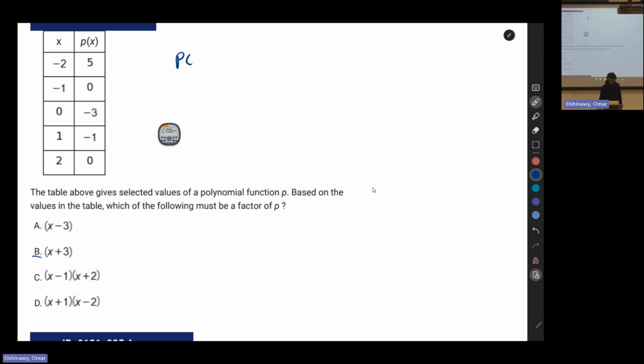I'll write some stuff. I have P of X. I'll just write some factors. So let's say I write x minus 3 is one of the factors. So it's being multiplied by something. Factor means that it's a product of things. So just to make it clear, it's a product of different things.